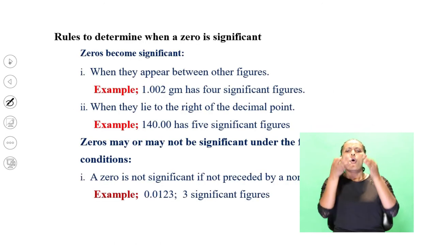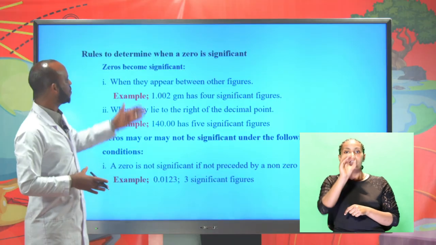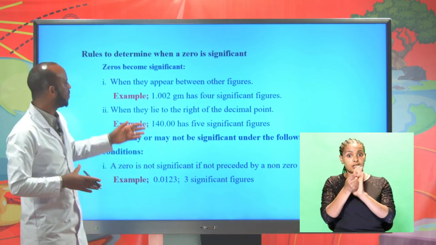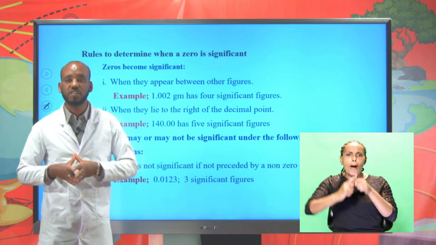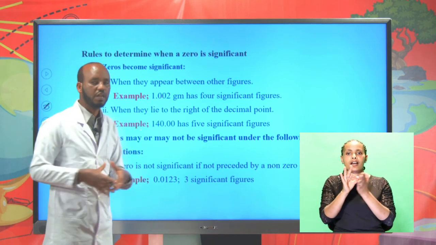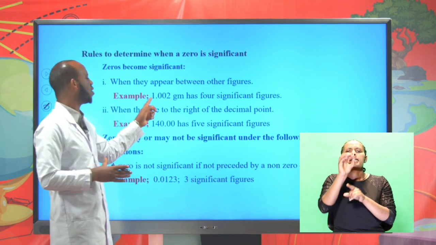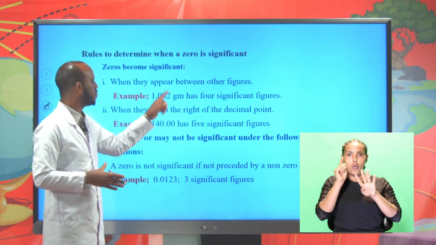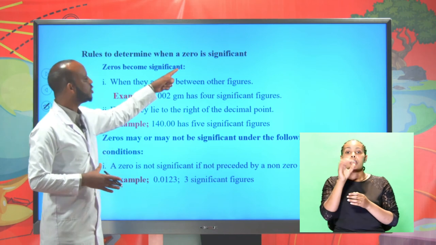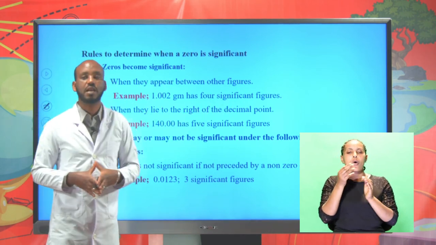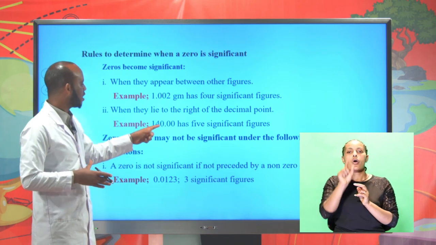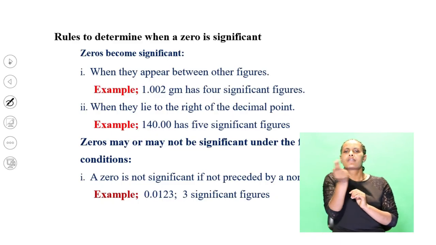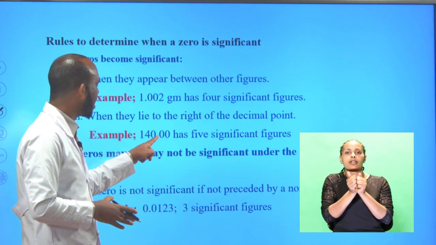Rules to determine when a zero is significant. Zeros become significant, 1, when they appear between other figures. For example, 1.002 gram has 4 significant figures. These 2 zeros are significant because they appear between non-zero digits. This number has 4 significant figures, 1, 2, 3, 4. Zeros become significant when they lie to the right of the decimal point. For example, 140.00 has 5 significant figures. These zeros are significant because they lie to the right of the decimal point.